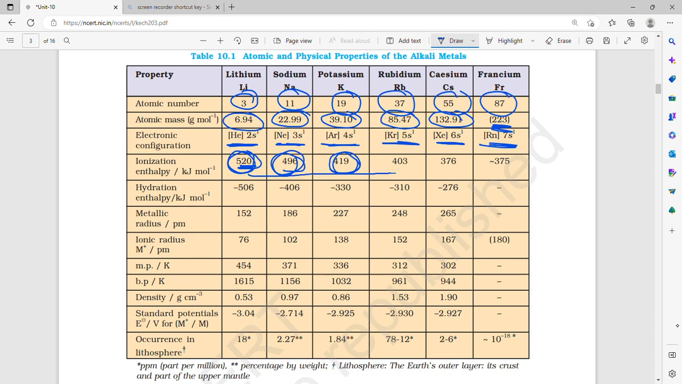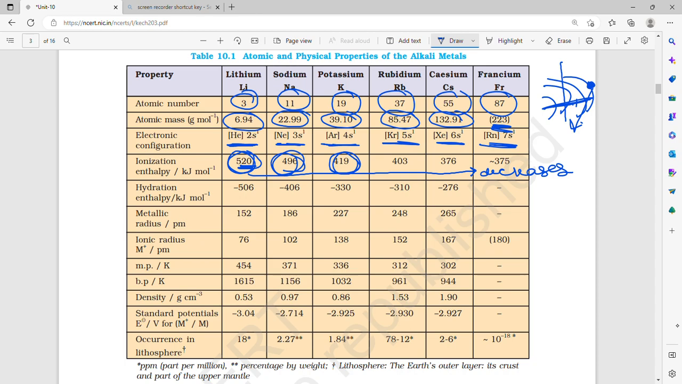You can see that the ionization enthalpy slowly decreases down the group. Why? Because the shells are increasing, and even though the nuclear charge increases, with the addition of each shell, the screening effect takes place, and the single valence electron can be lost more easily.